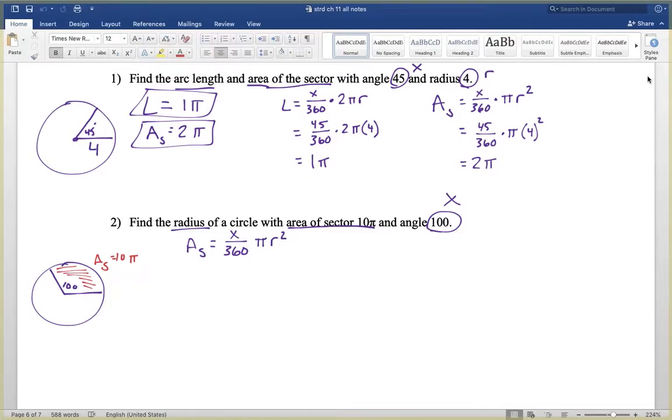I know the area of the sector is 10 pi. I know x is 100. And what I don't know is r. So that's just going to stay as an r. Now to solve this, we're going to need a little bit of algebra.